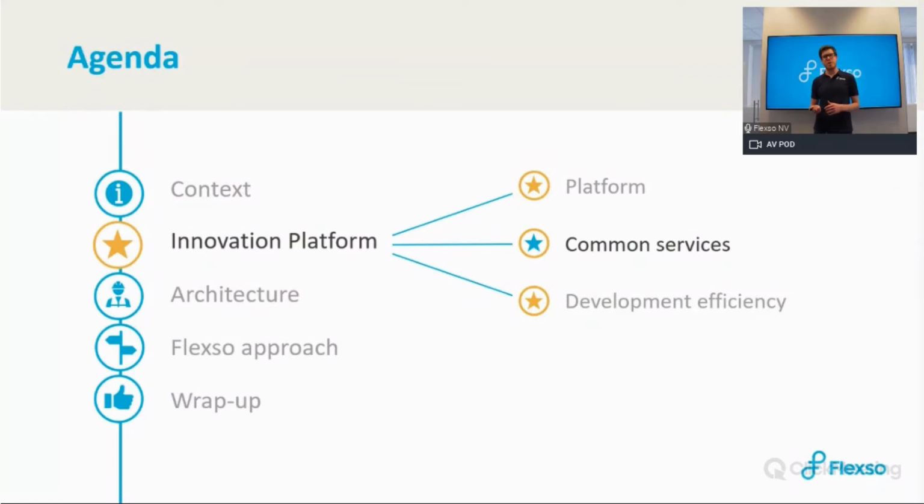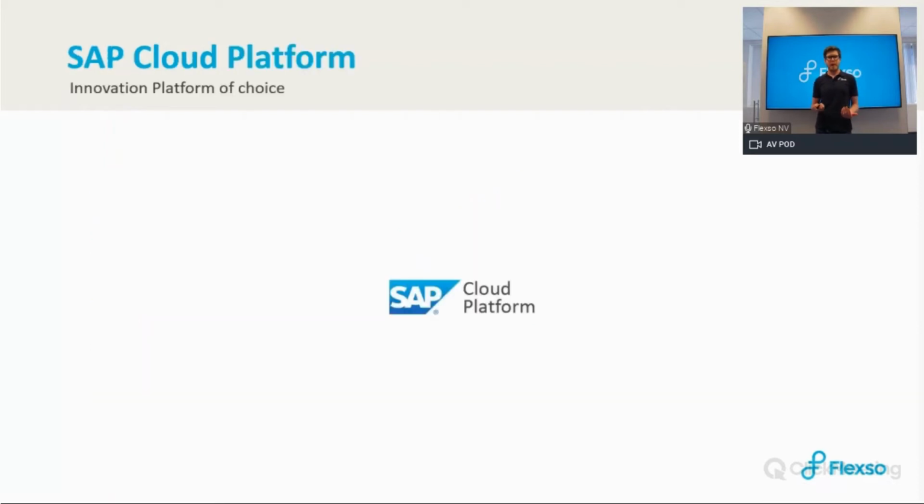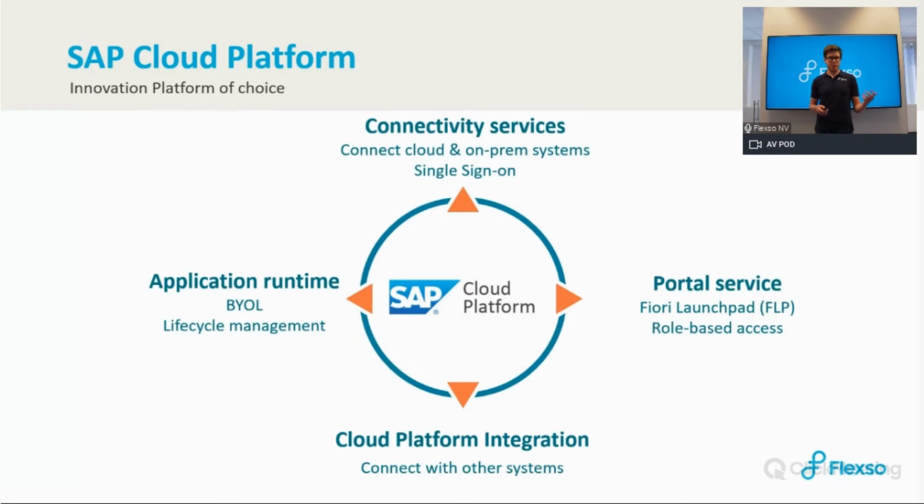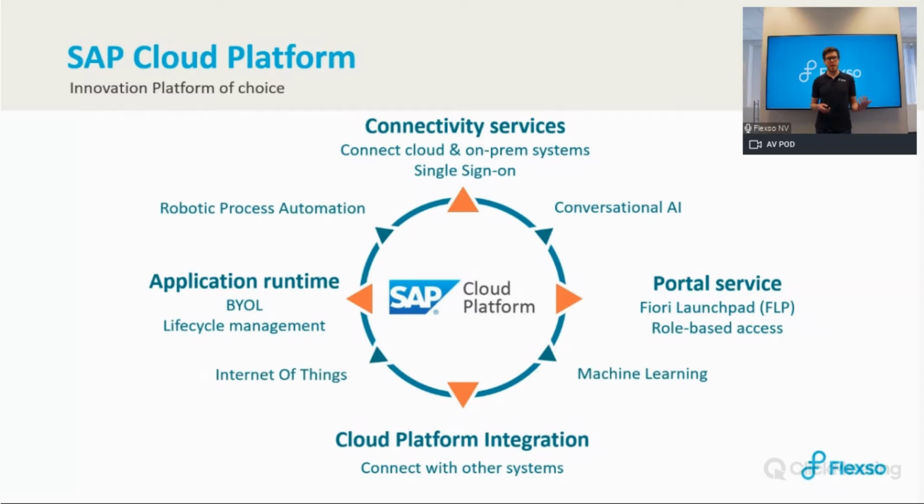Next up, we have the most common services that help build the enterprise-ready applications and extensions on Cloud Platform. So Cloud Platform consists of some core services that are critical for creating extensions, and also like a portal service, application runtime, connectivity services, CPI. But also a lot of innovation services like RPA, conversational AI, machine learning, IoT, etc. And these are buzzwords that you hear a lot, but are just some of the services available in Cloud Platform. Let's have a look at some of these services and what they bring to the table.